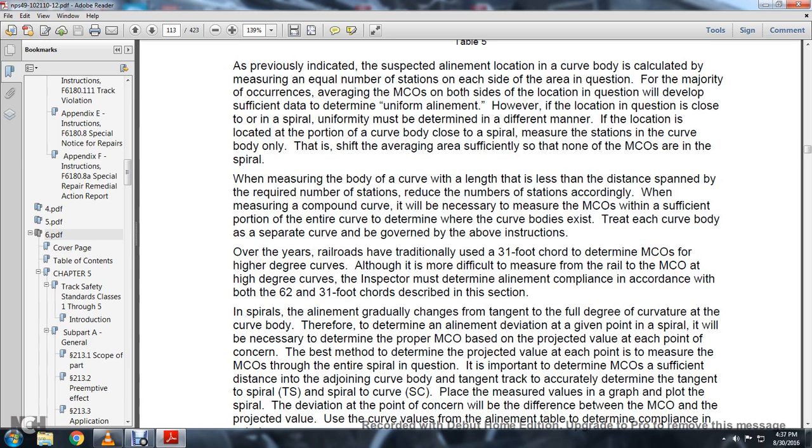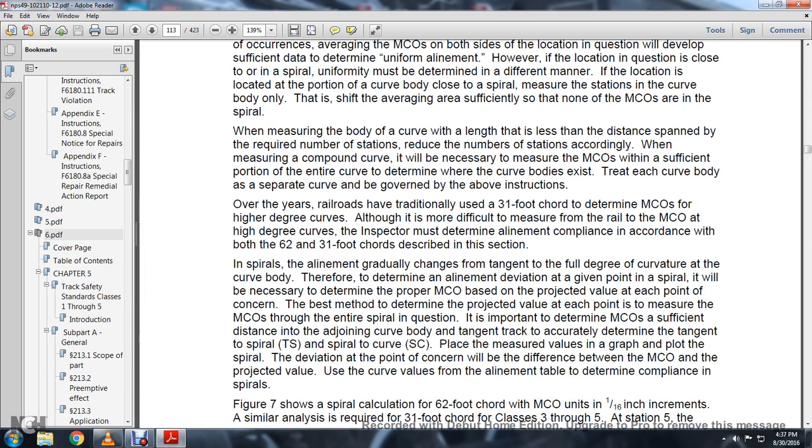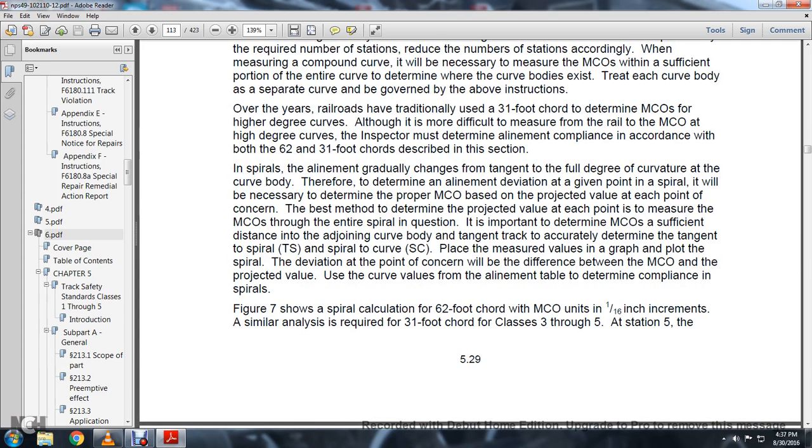Accordingly, when measuring a compound curve, it is necessary to measure the mid-chord offsets within a sufficient portion of the entire curve to determine where the curved bodies exist, and to treat each curved body as a separate curve governed by the above instructions. Over the years, the railroad has traditionally used the 31-foot chord to determine the mid-chord offsets of high-degree curves. Although it is difficult to measure the rail with mid-chord offsets on high-degree curves, the inspector must determine alignment compliance in accordance with both the 62-foot and 31-foot chords described in this section.